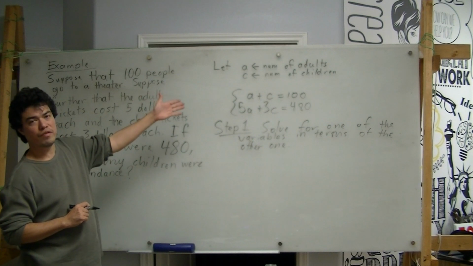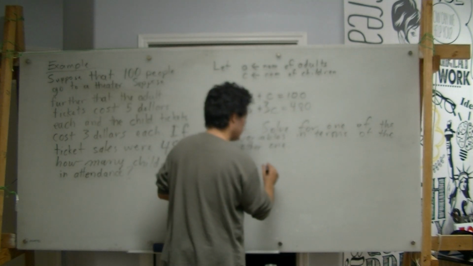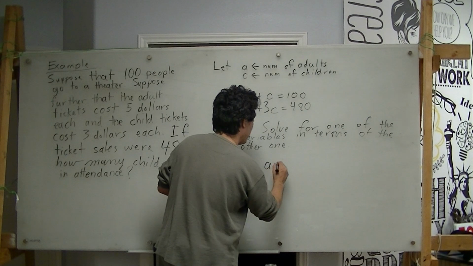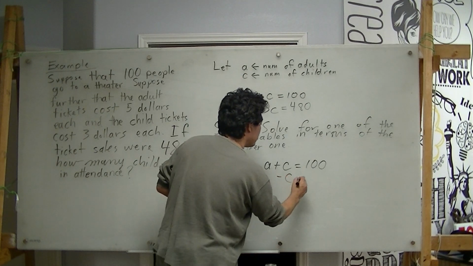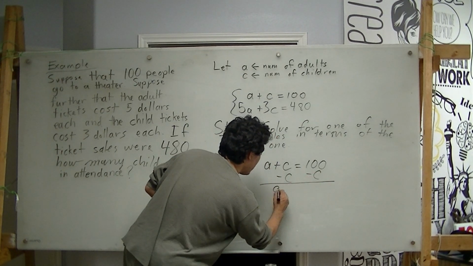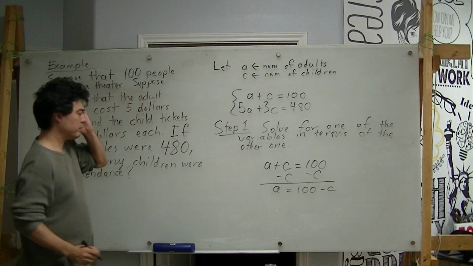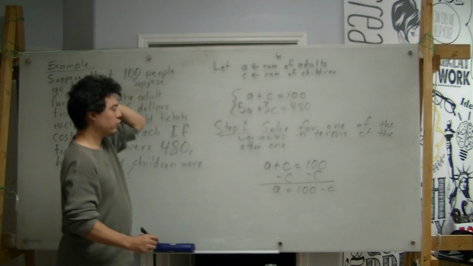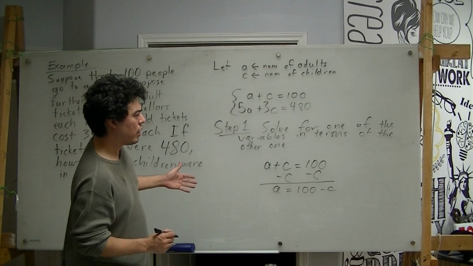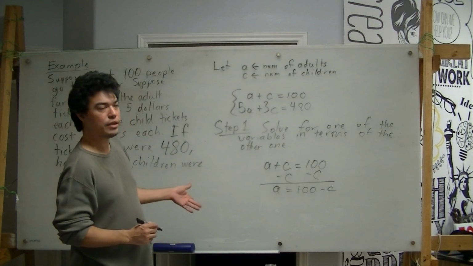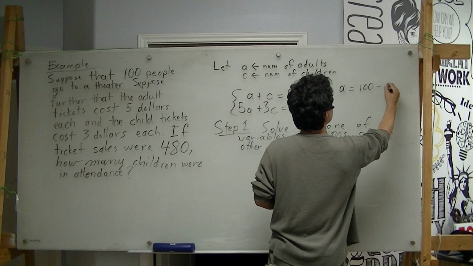So I'm going to pick to solve the first one, A plus C equals 100, for A. So in other words, we have here that A plus C equals 100. I'm going to subtract the C, and I get that A is equal to 100 minus C. Okay? Beautiful. So now we know that we can solve for one of the variables in terms of the other one. And we've gotten that A equals 100 minus C. So I'm going to write that over here. A equals 100 minus C.